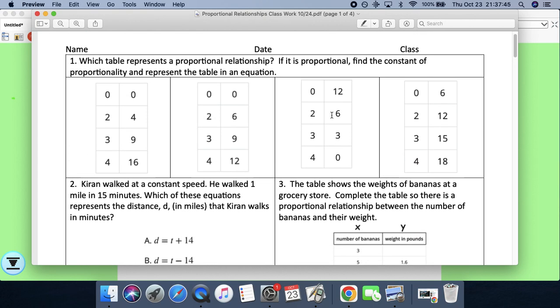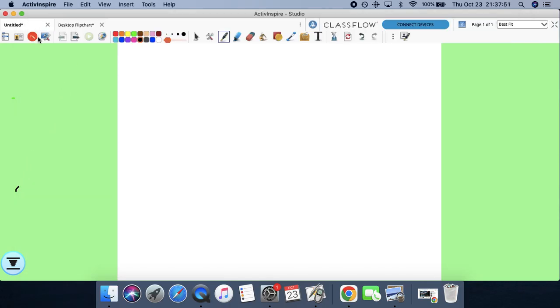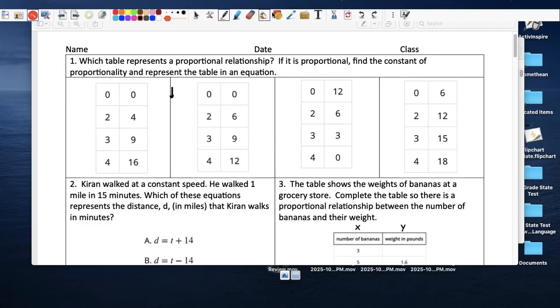So, to find if a table is proportional, the easiest way is to find the constant of proportionality. Let's take a look at the first one. Remember, to find the constant of proportionality, we're going to use k equals y over x, to find this number right here. If this is my x and y, x and y, let's do the first one.